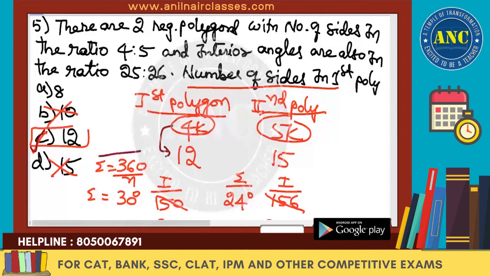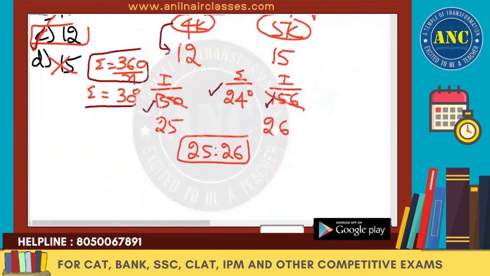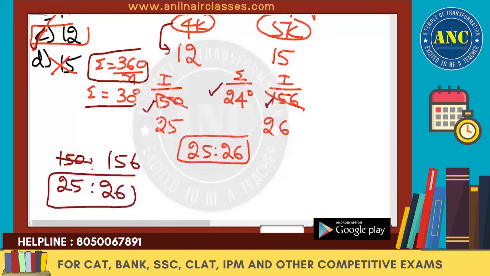If I take 12, what is the exterior angle? Exterior angle is 360 by n. 360 by 12 is 30. Exterior is 30. Interior is 180 minus 30, 150. Exterior is 360 by 15, 24. Interior is 180 minus 24, 156. 150 and 156. Check whether they are in the ratio 25:26. Yes. Idea clear, right, sir?